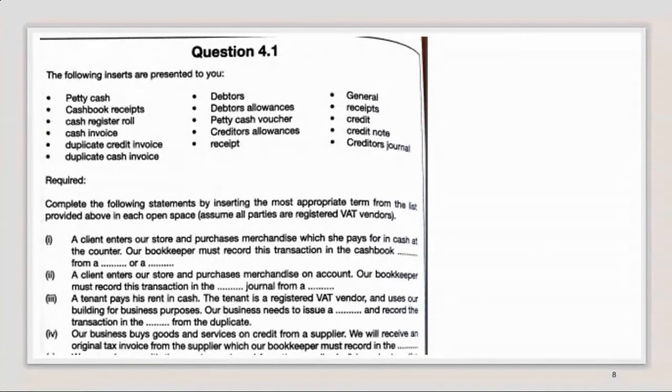Okay, so what you have to do is we've got a number of words here at the top. We've got petty cash, cash book receipts, cash register roll, a cash invoice, a duplicate credit invoice, a duplicate cash invoice, debtors, debtors allowance, petty cash voucher, creditors allowance, a receipt, general receipt, credit note, creditors journal. Okay, so what is required from you is you have to take these words and complete these sentences. Now remember, you will not use all of these words on this one because there are still more line items that are not currently being shown on the screen.